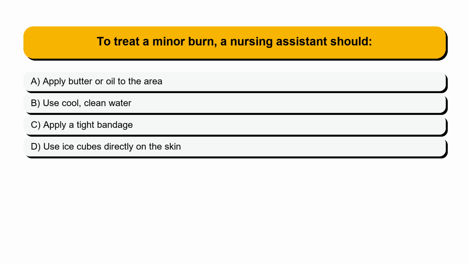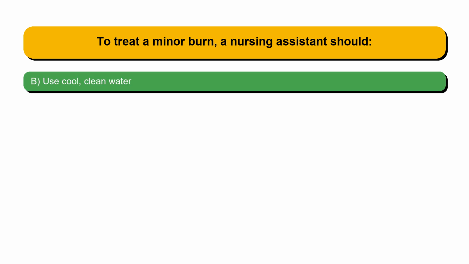Question 2. To treat a minor burn, a nursing assistant should Option A. Apply butter or oil to the area. Option B. Use cool, clean water. Option C. Apply a tight bandage. Option D. Use ice cubes directly on the skin. The correct answer is Option B.